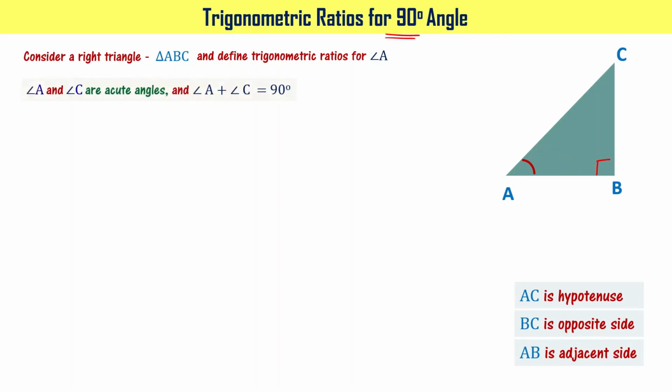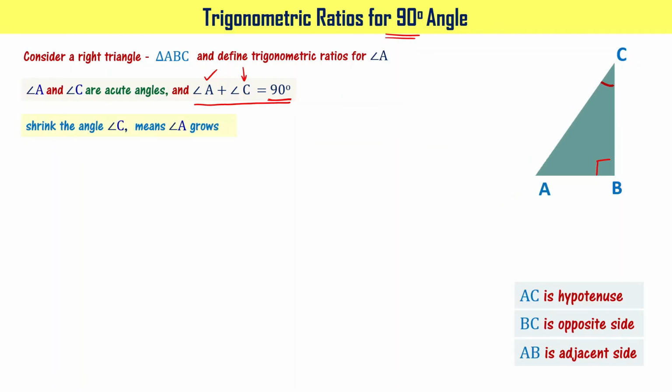Now, we know that angle A and angle C are acute angles, right? Also, we can say that since angle B is 90 degrees, angle A plus angle C is going to be 90 degrees. What is it telling? If angle A is increasing, then angle C has to decrease, right? If angle C is increasing, angle A should be decreasing such that their sum is equal to 90 degrees. Now, if you shrink the angle C, then A is going to grow, right?